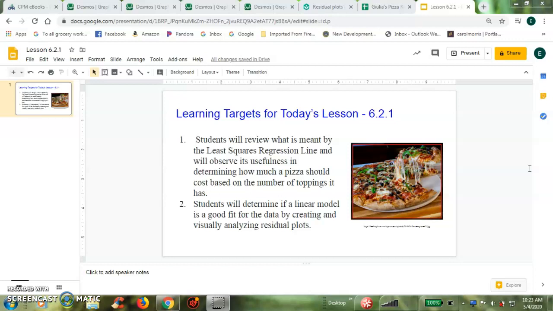Hi everybody. Welcome to today's video, which is going to be based on the CPM lesson 6.2.1. I want to start by sharing the learning targets with you.